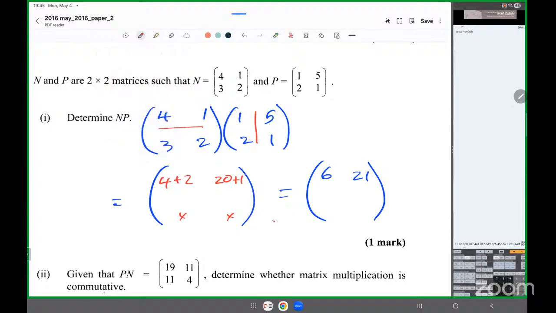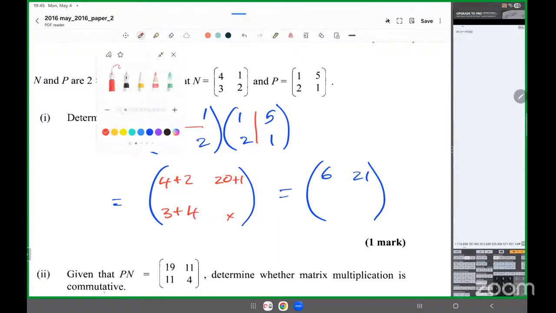Then we come back to this value down here, which is positioned in the second row and the first column. So to get it, multiply this second row with this first column. First element times first element, second element times second element. 3 times 1 and 2 times 2. 3 times 1 is 3, and 2 times 2 is 4. That value 3 plus 4 is a 7 right here.